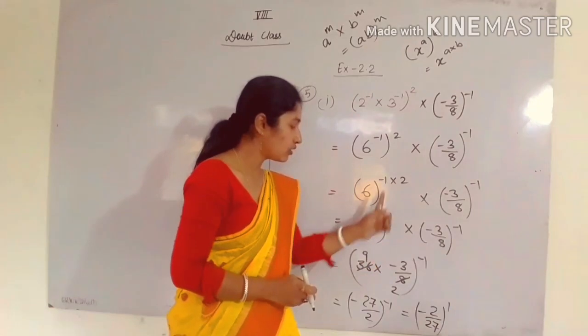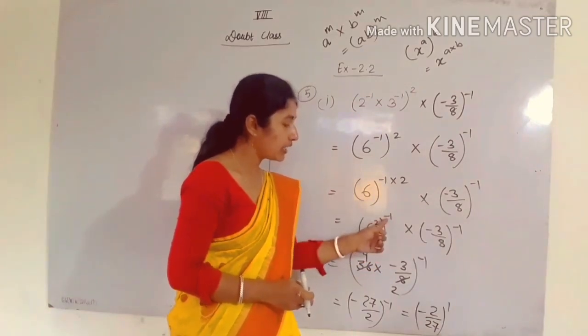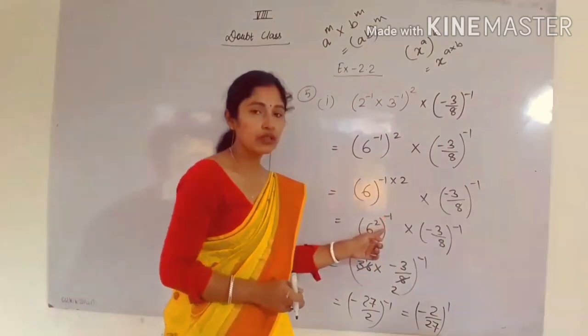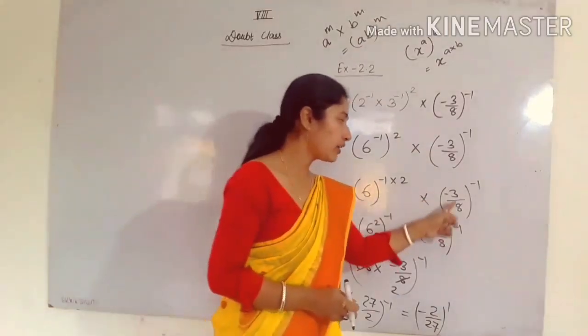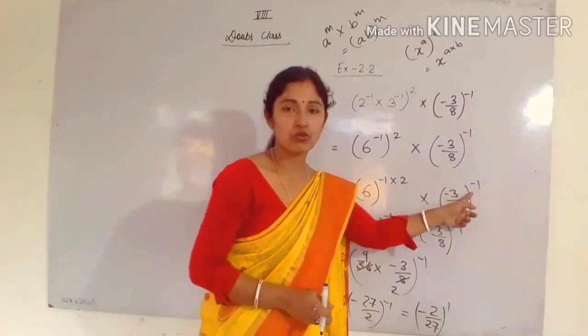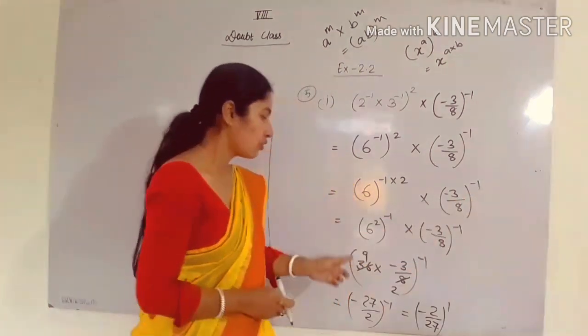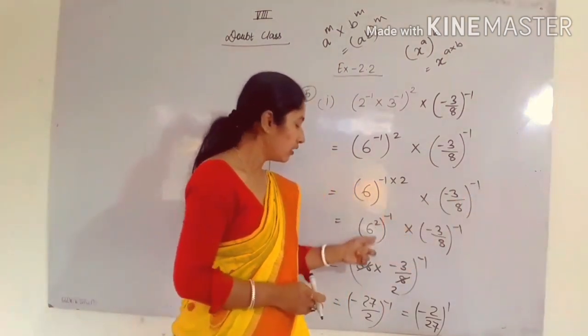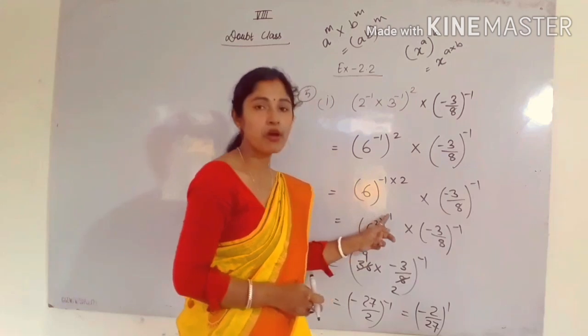So we can write what? 2, and outside the bracket I am writing -1. So why I am doing this? Because see, in the second bracket also the power is what? -1. Whole to the power is -1. So that's why I am doing in the first term I am doing what? Whole to the power -1.